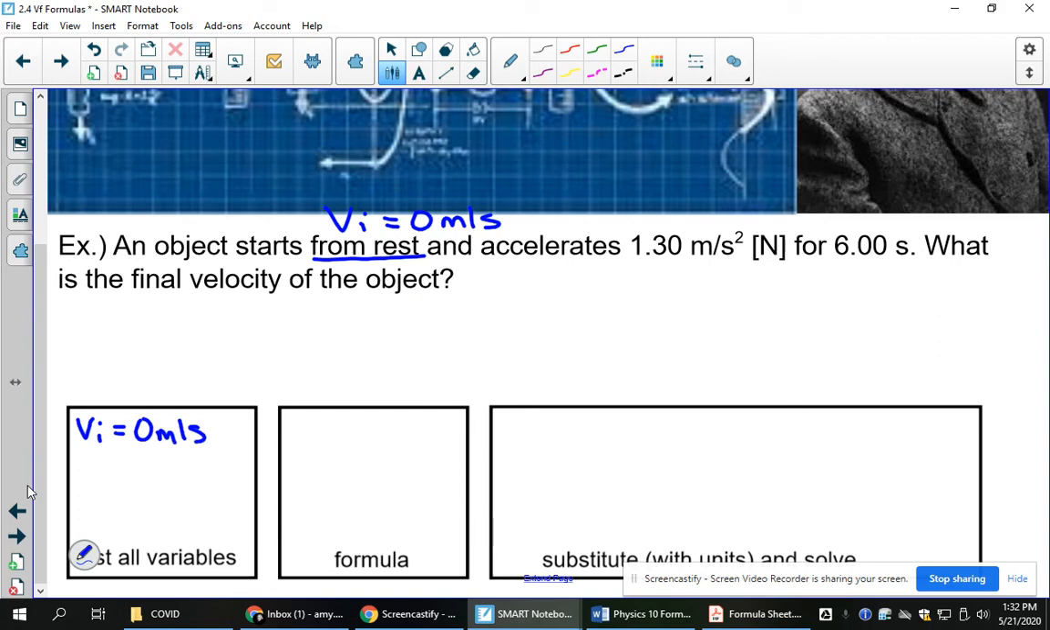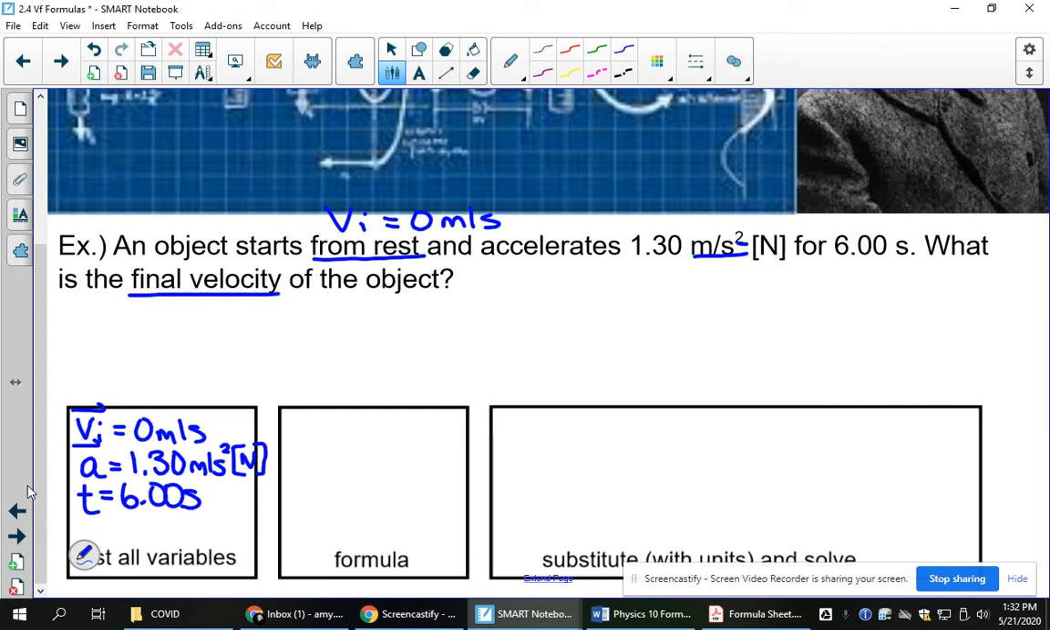Then it accelerates. As soon as I see the units are meters per second squared, I know that that's an acceleration. And I actually see a direction as well, north. When you see those square brackets, those indicate that you're doing a direction. So all of these things are actually vectors. I can put the vector arrows in this example. Time, 6.00 seconds. Time does not have a direction, so time does not get a vector arrow.